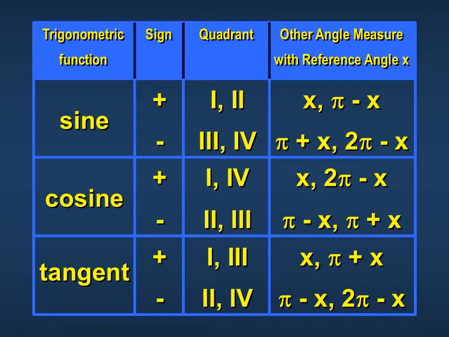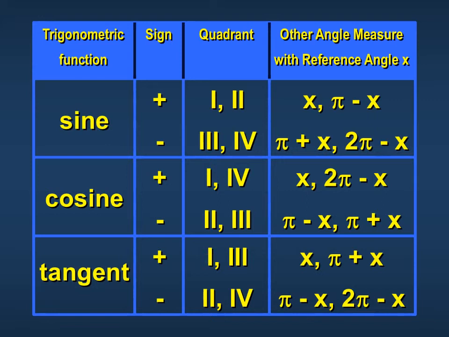Now let's look at cosine. Cosine is positive in quadrants 1 and 4, and it's negative in quadrants 2 and 3, okay? So in quadrant 1, you just have x as your angle, okay? Let's say you want to know what the angle is in the fourth quadrant. You would take 2 pi and you would subtract x. Let's say you wanted to know what it is in the second quadrant. You would take pi and you would subtract x from it. If you wanted to know what x is in the third quadrant, you would just add pi to it. So again, this is just a way to get your other angles, okay?